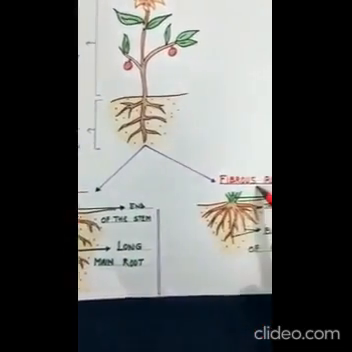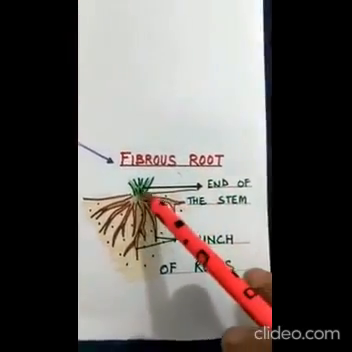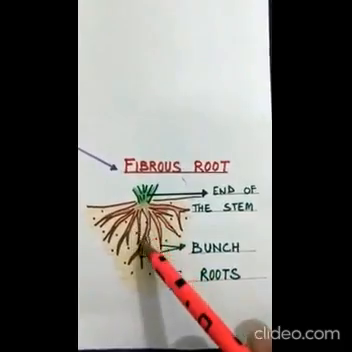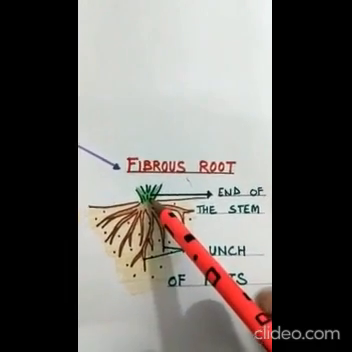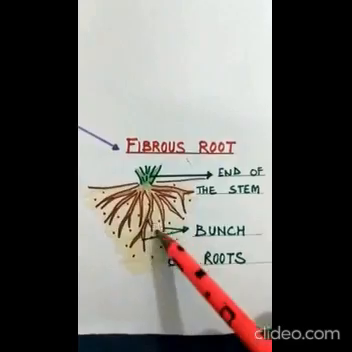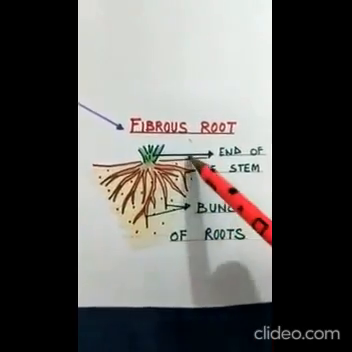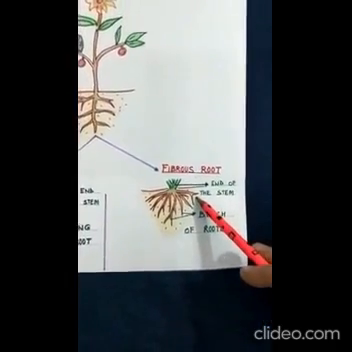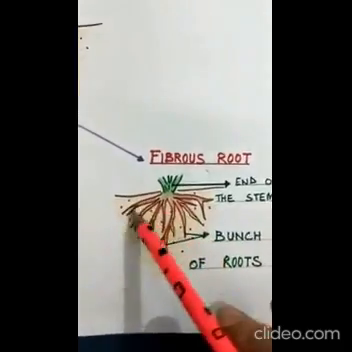The second kind of root is fibrous root. Children, fibrous root, this is the end of the stem, and you can see that there is no long main thick root coming from the end of the stem. In fact, a bunch of roots grow from the end of the stem. In this diagram, you can clearly see that there is no long, thick main root. Fibrous root, it is a bunch of fine, thin roots.